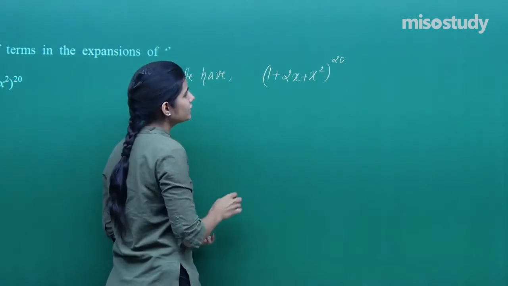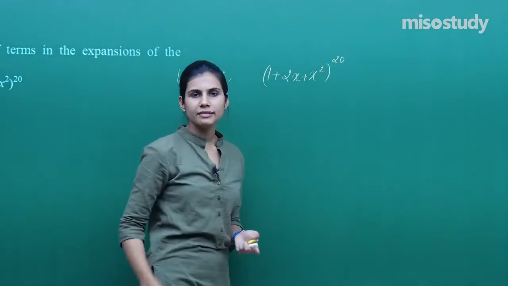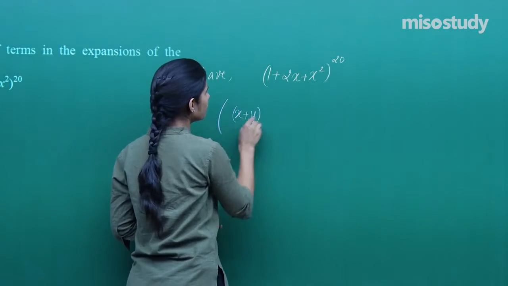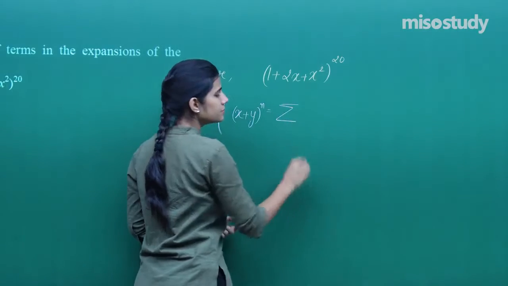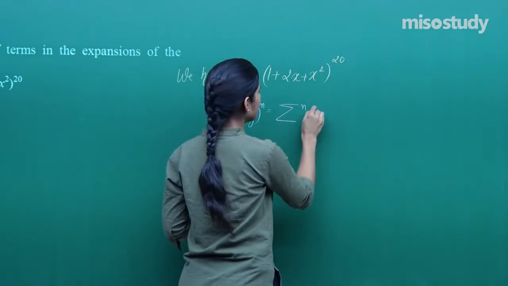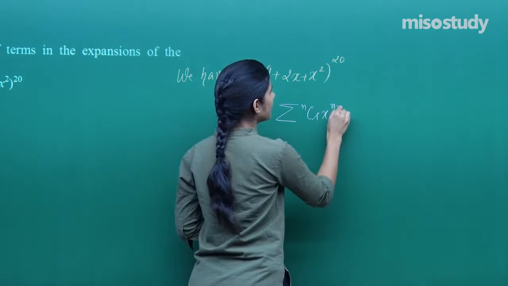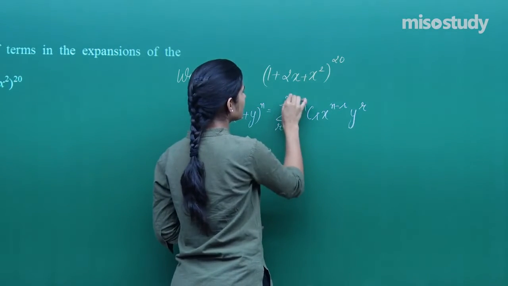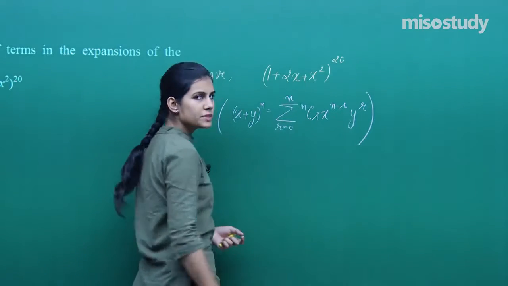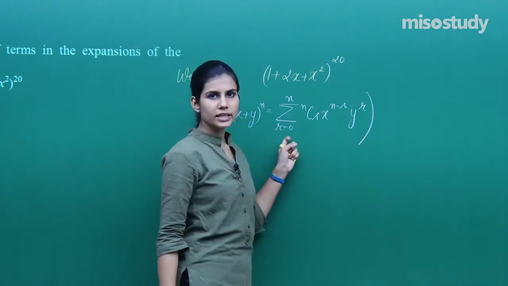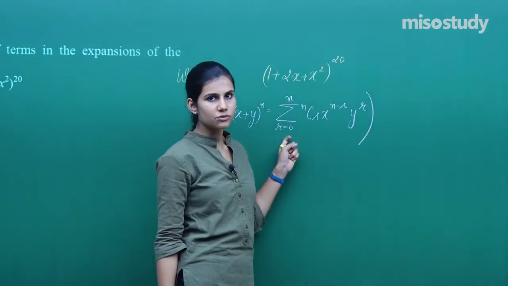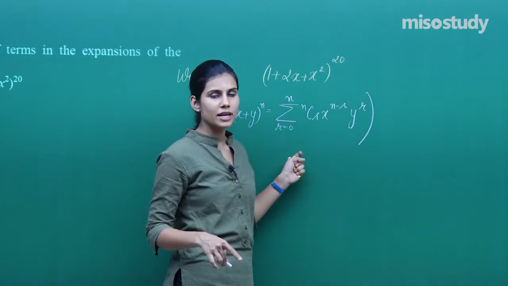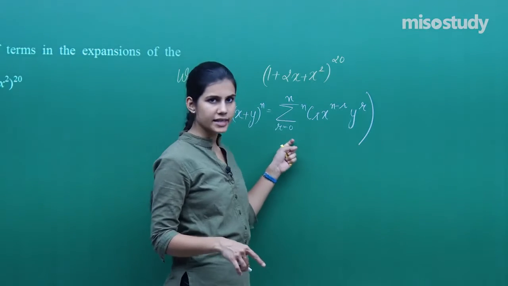We know that in the expansion of (x + y)^n, there are n + 1 terms. Why? Because by the binomial theorem, (x + y)^n is equal to the sum of nCr x^(n−r) y^r, where r varies from 0 to n. If r is varying from 0 to n, that means r is actually taking n + 1 values. From 1 to n there are n values, and corresponding to 0 there is one additional value, so there are n + 1 values which r is taking.